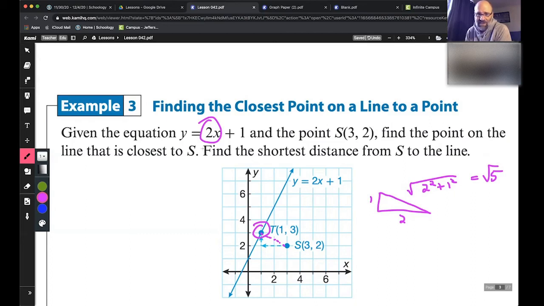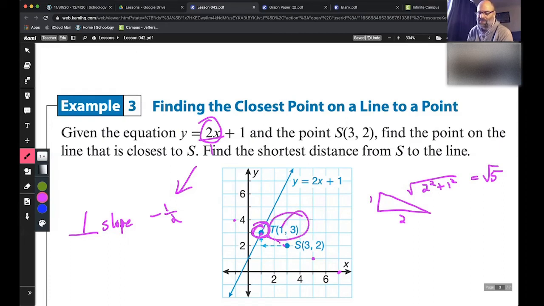So if this is a 2/1 slope, the perpendicular slope is going to be -1/2. You see how I got -1/2? I flipped it and I negated it. So going from 3, 2, you go down 1/2, down 1/2, down 1/2, or you go left 2, up 1, left 2, up 1. So do you see where they intersect? Right there at 1, 3.